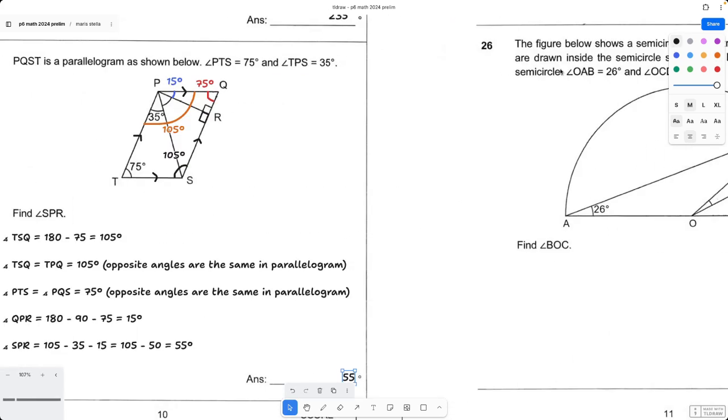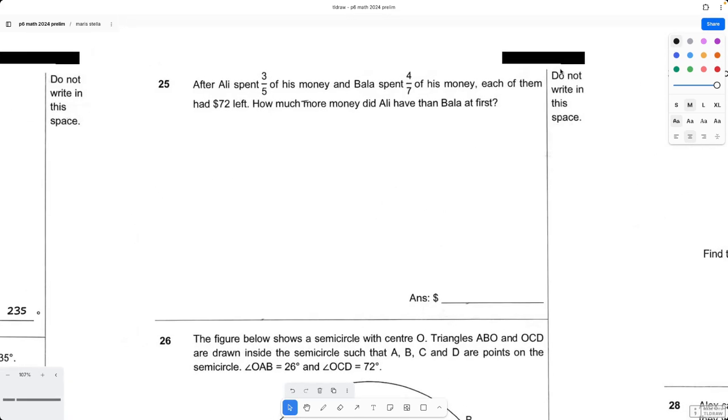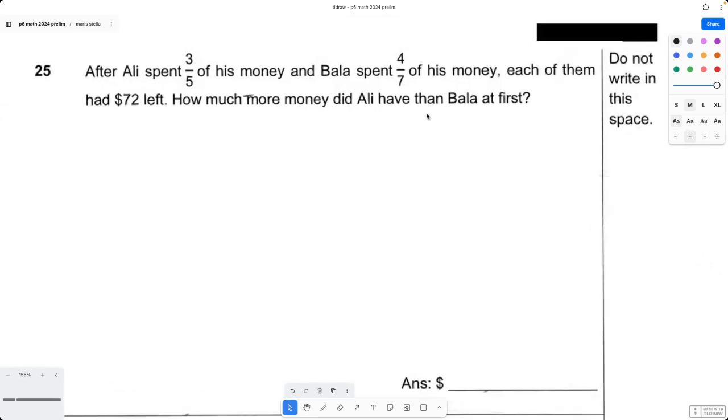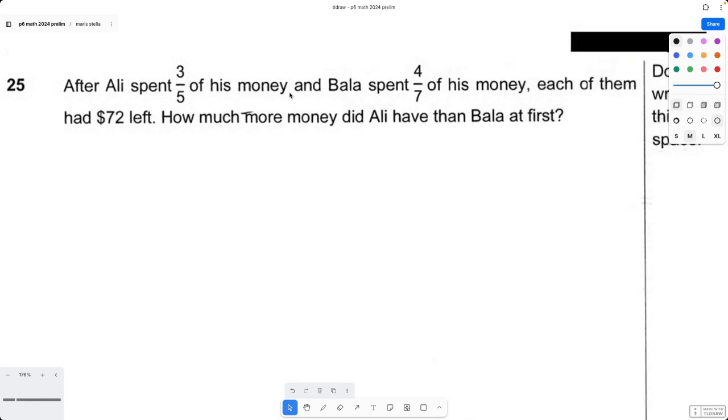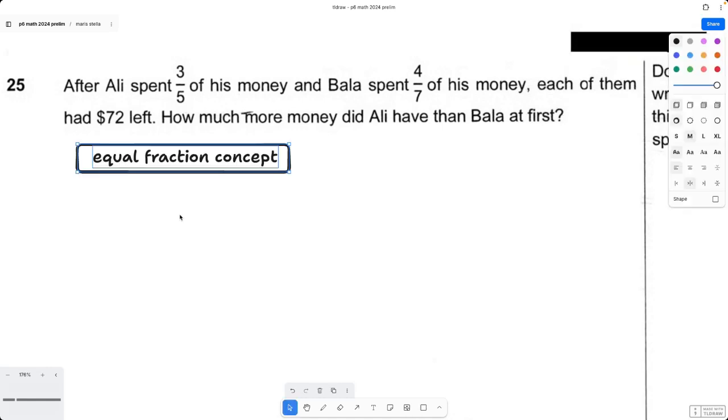Okay, let's move on to the next question. Question 25. After Ali spent 3/5 of his money and Bala spent 4/7 of his money, each of them had $72. How much more money did Ali have than Bala at first? Okay, so this is the equal fraction concept.